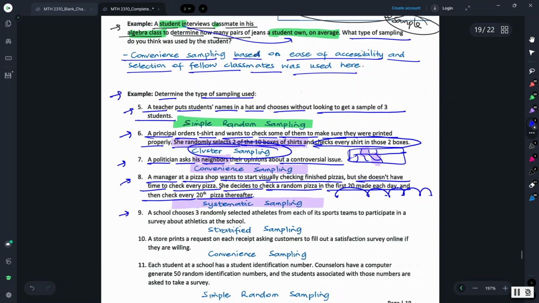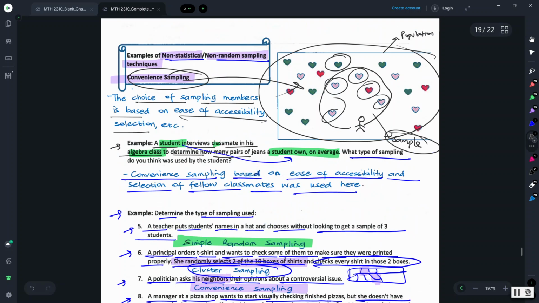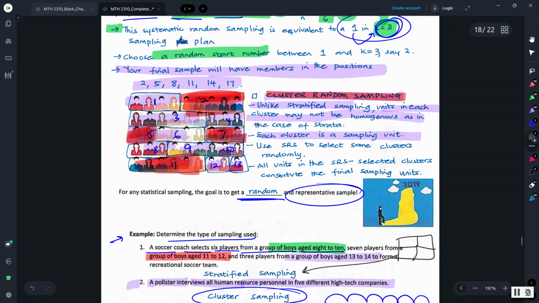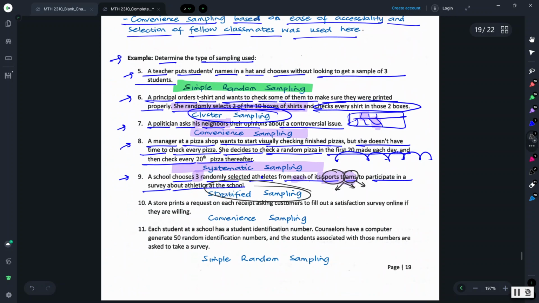Question 9. A school chooses 3 randomly selected athletes from each of its sports teams to participate in a survey about athletics at the school. Well, since they're selecting 3 from each of its sports teams, these sports teams will be each of the strata or each of the stratum into which the whole group has been divided, so that in each group they are more similar. Does that remind you of what we did when we worked with stratified sampling? So in this case, we would say that this qualifies as an example of stratified sampling.